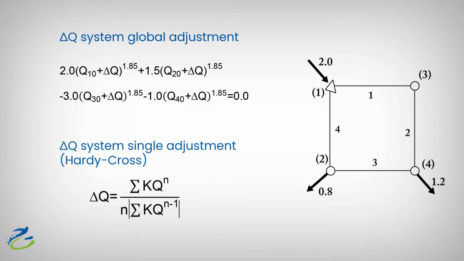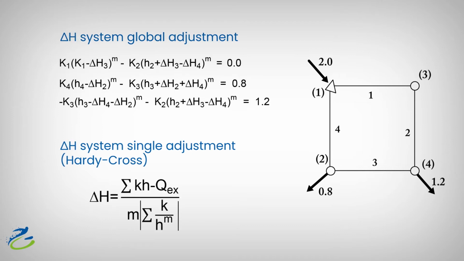Here we can use the delta Q system where we write only 1 loop equation in terms of delta Q because there is only 1 loop. The solution is called Hardy-Cross single adjustment. Here we have 3 continuity equations in terms of 3 different variables, delta H2, delta H3, and delta H4. We can use Hardy-Cross again to solve for delta H single adjustment and for each node. But it's better to solve the system of 3 equations which are nonlinear.